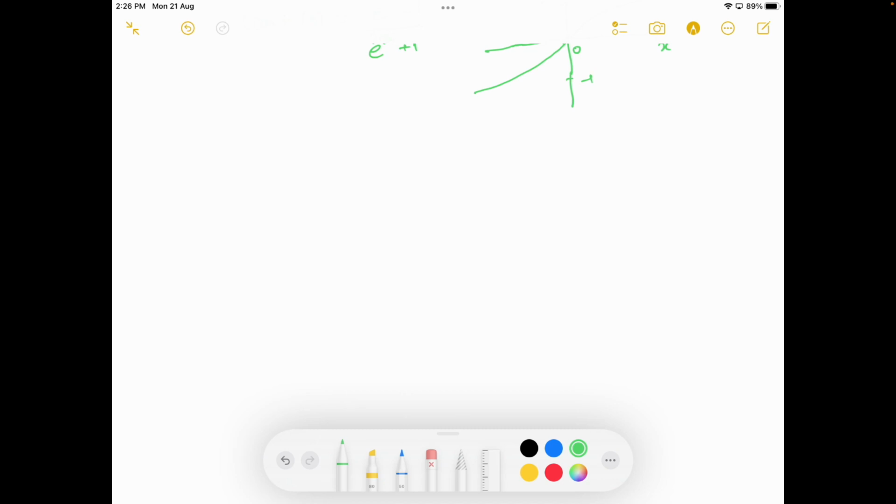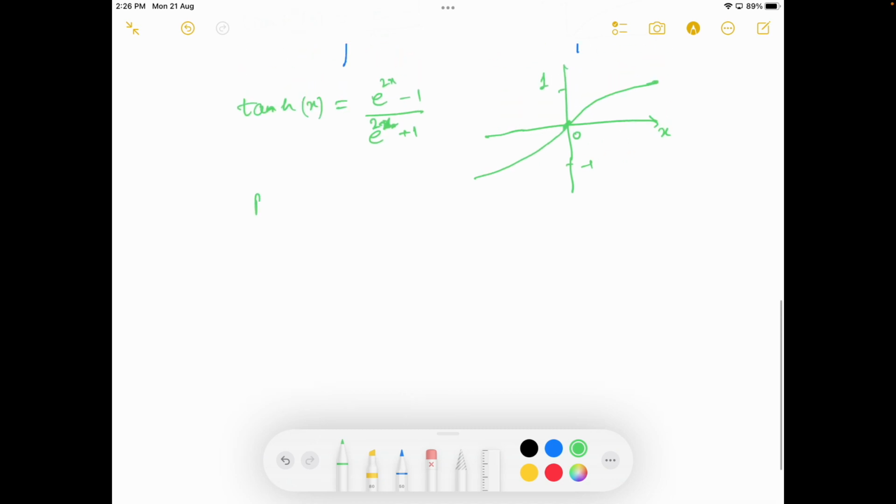Another function which is used is the rectified linear unit. What is this? This is simply max of 0 comma x. Can you plot it quickly?